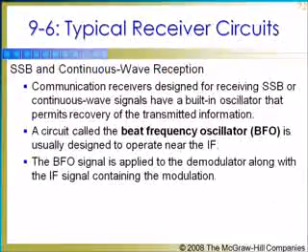So we have the SSB and the continuous wave reception. A communication receiver designed for receiving SSB or continuous wave signals has a built-in oscillator that permits recovery of the transmitted information. So a circuit called the beat frequency oscillator, or the BFO, is usually designed to operate near the IF. This BFO signal is applied to the demodulator along with the IF signal containing the modulation. So the term beat in the beat frequency oscillator refers to the difference frequency output.